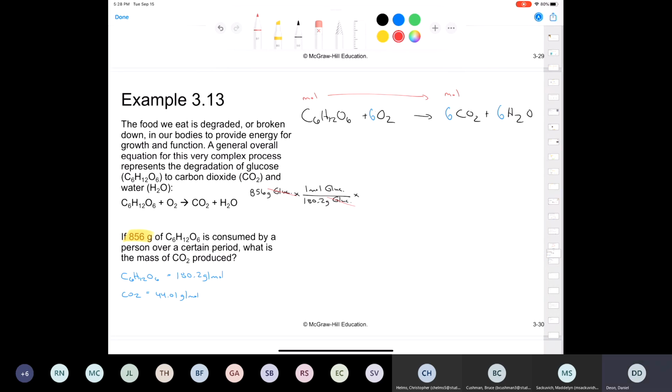Anyone? Where would I go to get a conversion factor? To convert the number of moles of glucose to the number of moles of carbon dioxide. Right, 1 mole of glucose to 6 moles of carbon dioxide, but where did you get that from? Where does that come from? Exactly, that comes from the balanced equation.